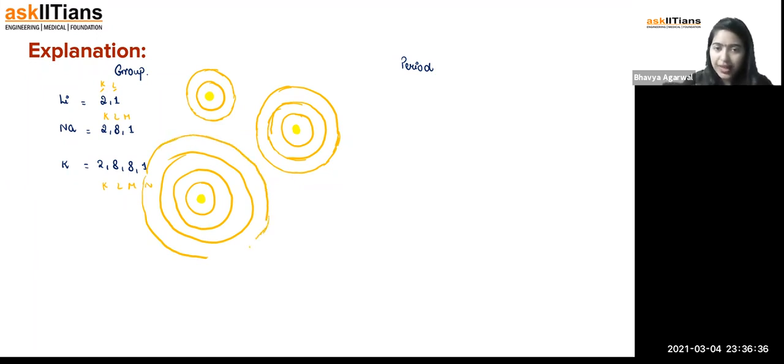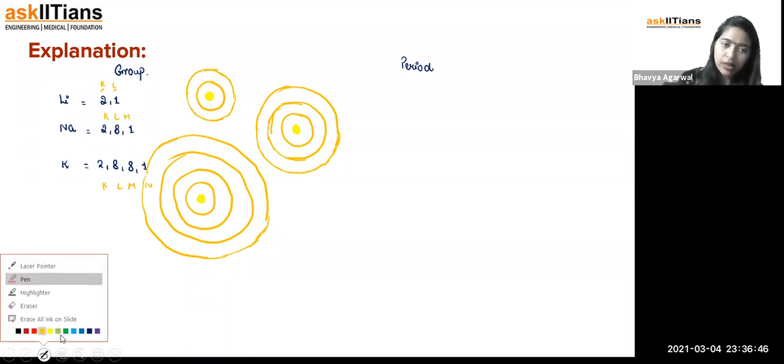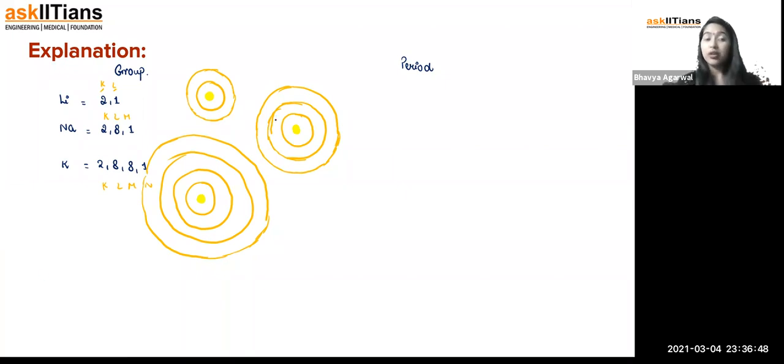So can you see the size part? Of course, the size will keep on increasing as you add a new shell to it, right? As you add a new shell. Now, you already know that atomic size means the distance from the center of the nucleus to the valence shell. So you can see that this distance is increasing. So down the group, size increases. I think we're pretty clear on this.